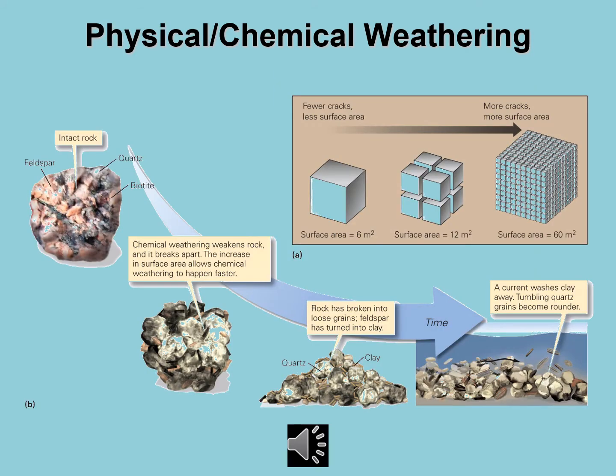Figure A illustrates that as rock breaks apart by physical weathering, the surface area increases relative to volume. Figure B illustrates that as the rock breaks into smaller and smaller pieces, the surface area increases. So chemical weathering happens faster and faster. Eventually, the rock disaggregates to form sediment.